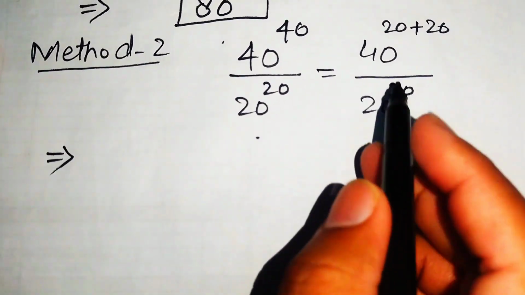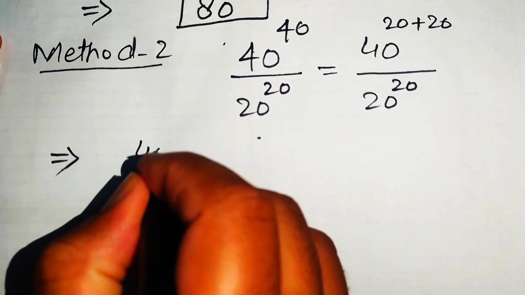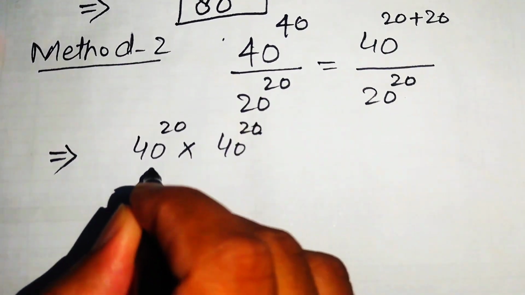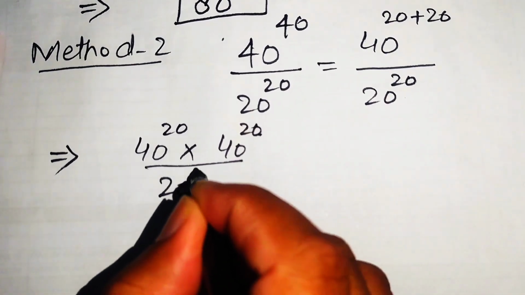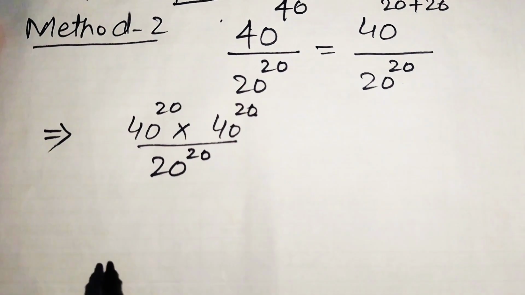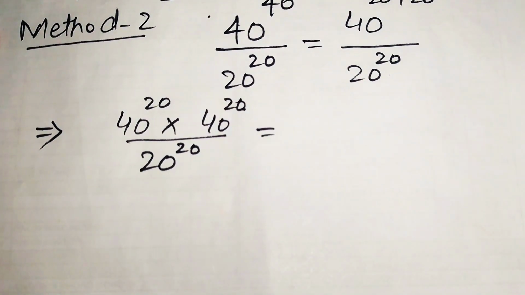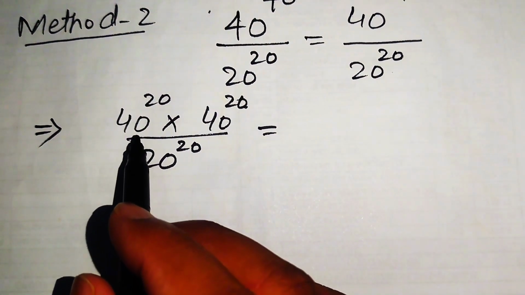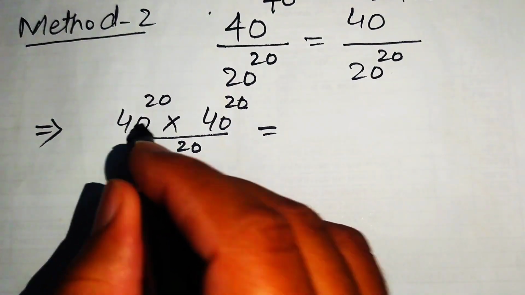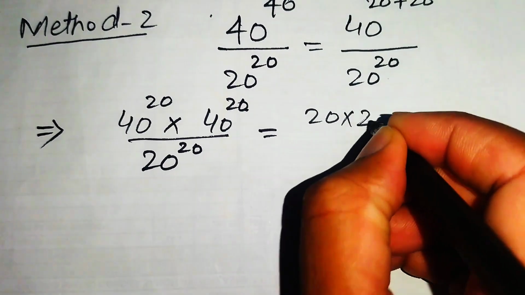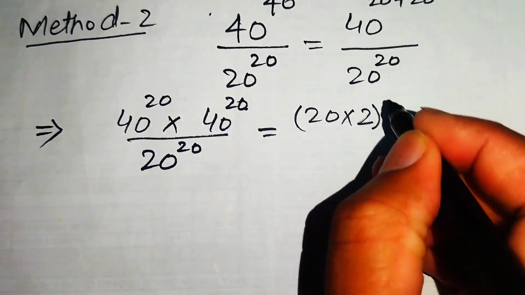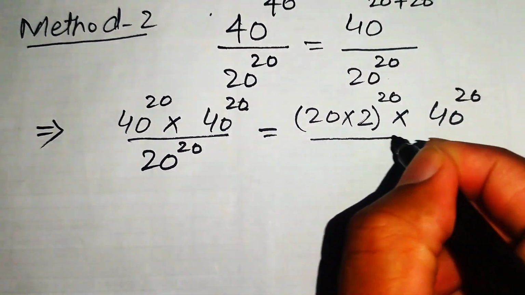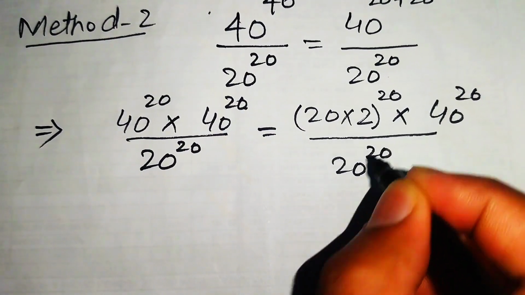So in the next step, we break the exponent of these two terms, and we write it as 40 to the power of 20 multiplied by 40 to the power of 20, and this whole divided by 20 to the power of 20. And now in the next step, we rewrite this equation, because here we have the first term 40 to the power of 20, and we write this as 20 times 2, because 20 times 2 becomes 40, and its whole power 20 multiplied by 40 to the power of 20, and this whole divided by 20 to the power of 20.